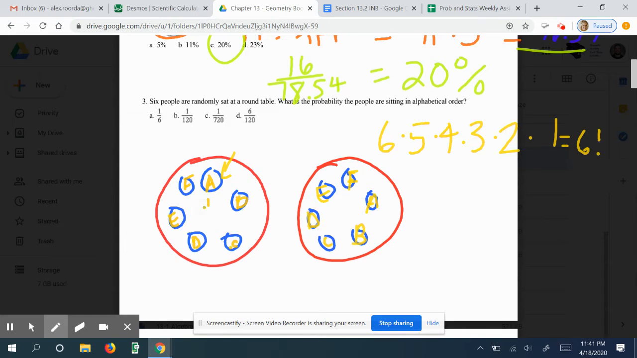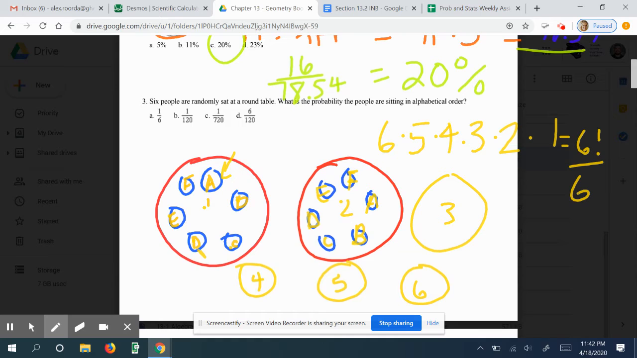However, there's 1, and if I rotate A, that's 2. If I rotate B, A again, that would be a third option. And then if I rotated A so that he's now in the position where D was, that would be a fourth option. What if A was in the spot where E was? That would be a fifth option. And where F is, that'd be a sixth option. So there's 6 ways that it could still be alphabetical. So we divide it by 6.